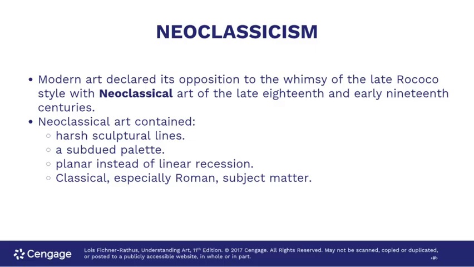Okay, so I mentioned we're starting with neoclassicism. Modern art declared its opposition to the whimsy of the late Rococo style with neoclassical art of the late 18th and early 19th century, so the end of the 1700s into the 1800s. Neoclassical art contained harsh sculptural lines, a subdued palette, planar instead of linear recession, and classical, especially Roman subject matter. So remember, we haven't totally left the classical stuff yet. And let's go through some examples so you can see how those characteristics are actually applied.